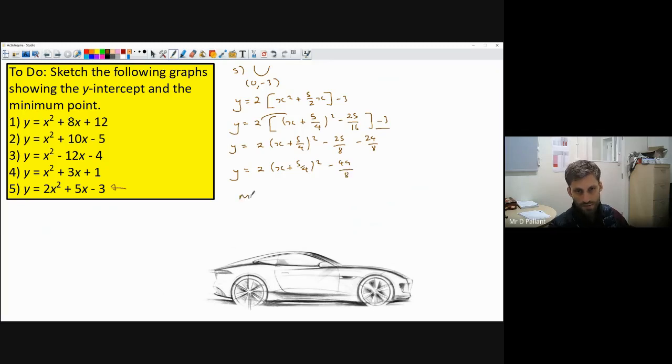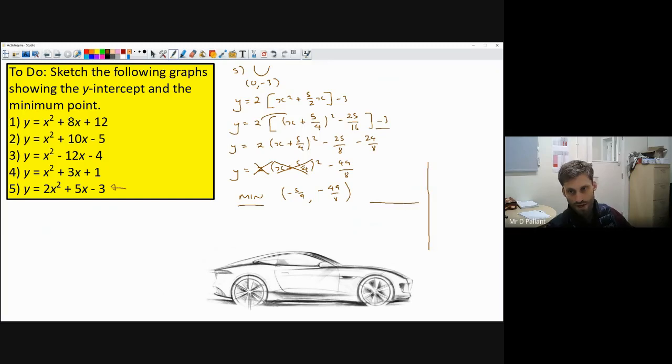Right, so now I get my minimum point. It's exactly the same process. This 2 really doesn't make any difference because you still make the bracket 0 by making x 5 over 4. And once you've made the bracket 0, it squares to 0, and it doesn't make any difference that there's a 2 here, because when you times 0 by 2, it doesn't make any difference. And you're still left with y is minus 49 over 8. So we've got a negative intercept, we've got a negative point.